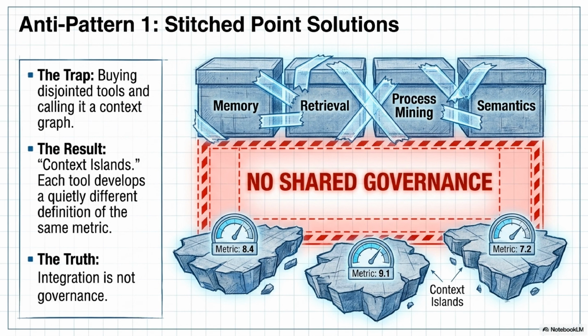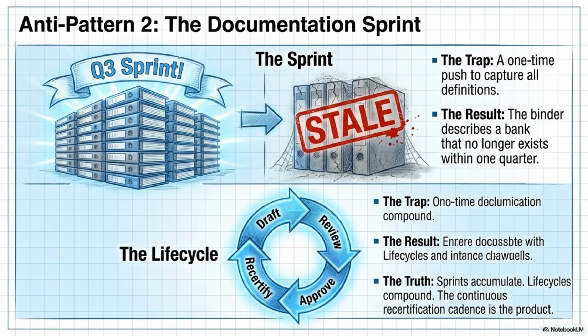Anti-pattern 1, 4 point solutions, stitched together. You buy a memory tool, a retrieval tool, a process mining tool, and a semantics tool, and you wire them up. On a slide, it looks like a context graph. It isn't. There's no shared governance underneath, no single owner of a definition, no one lifecycle, no one approval path. So you get exactly what Episode 7 warned about, context islands. Each tool ends up with its own quietly different definition of the same metric. The outputs contradict each other and trust erodes, internally and in front of an examiner. Integration is not governance.